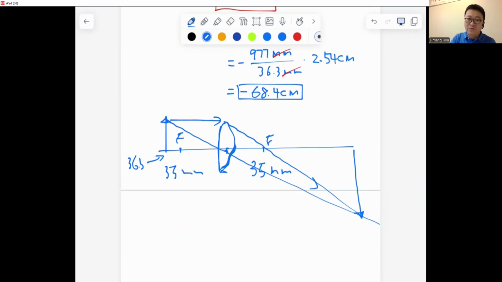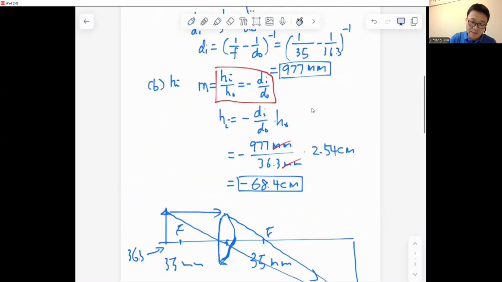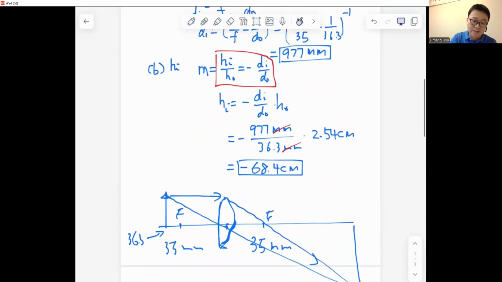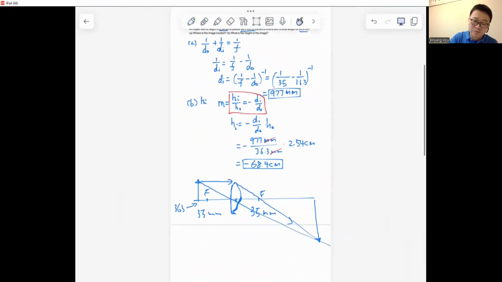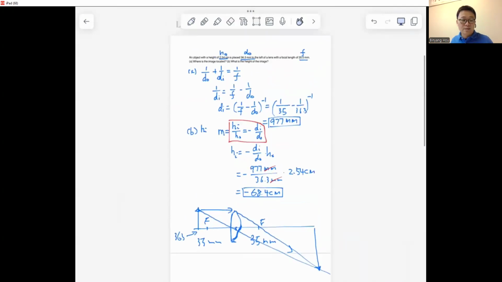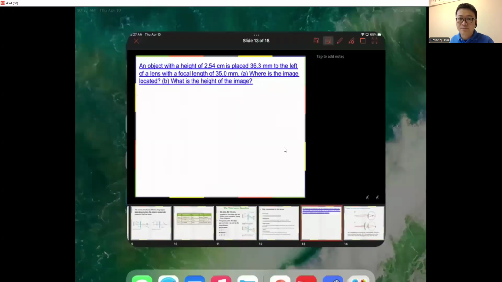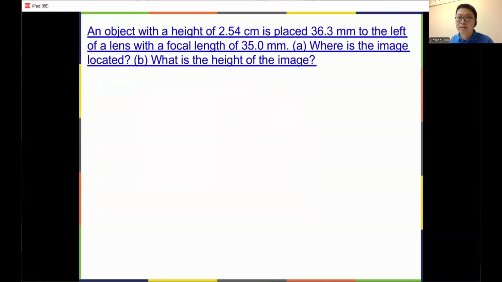So you'll find that the image is very far away if this is properly drawn according to scale. So it gives you a very large DI, and also the image will be larger than your original object. All right, so going back to the slide.